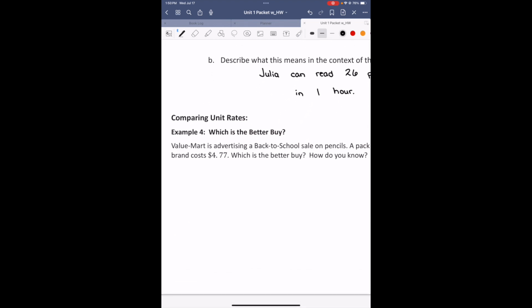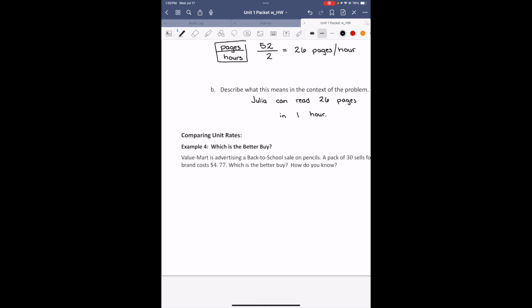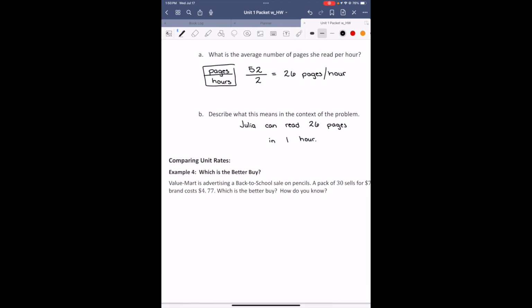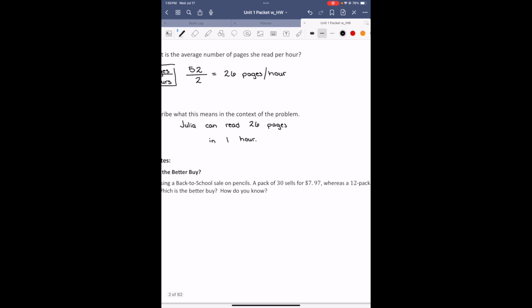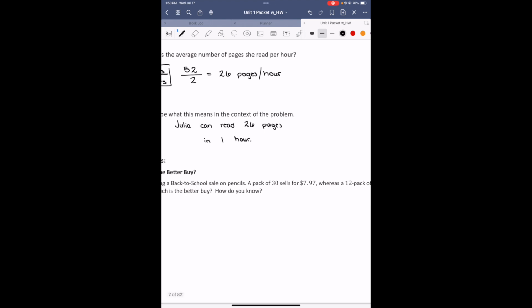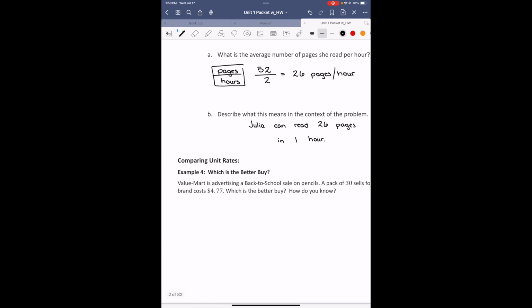Next, now we're going to compare our unit rates. And a lot of times what we're doing when we're comparing them is being asked what a better buy is. So a lot of times this comes up with money. So we're going to be trying to find a better buy, which just is asking us to figure out which one's going to be cheaper. So it says Value Mart is advertising a back to school sale on pencils. A pack of 30 sells for $7.97, whereas a 12-pack of the same brand costs $4.77. Which is the better buy, and how do you know?